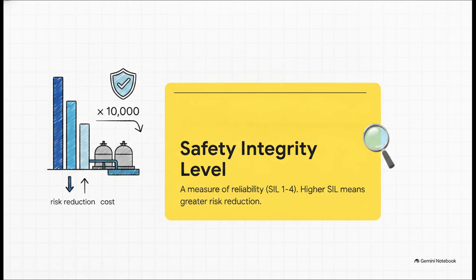Now, how do we know we can actually trust this system with our lives? We measure its reliability using SIL, the safety integrity level. It's a scale from 1 to 4. The higher the SIL number, the greater the risk reduction. And yeah, the much higher the cost. Remember that LNG terminal we talked about earlier? An environment like that demands a SIL 3 rating, which means the system has to provide a massive risk reduction factor of up to 10,000 times.